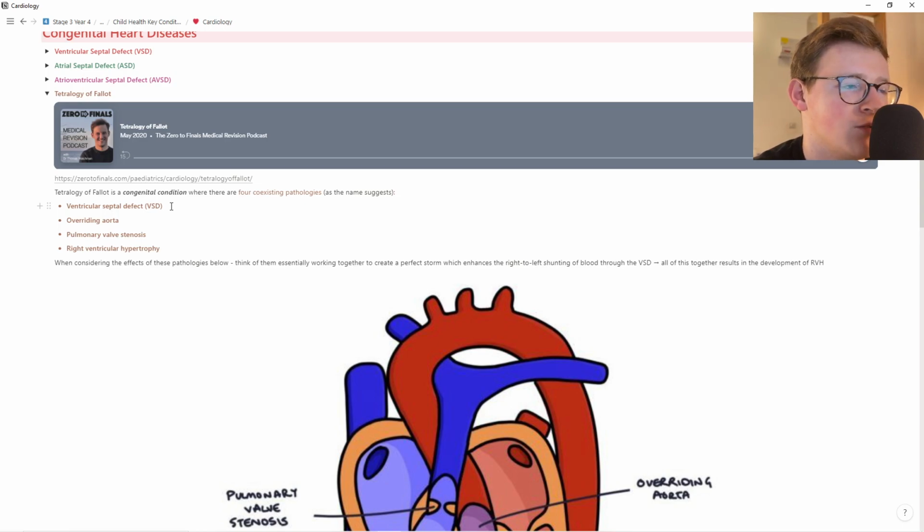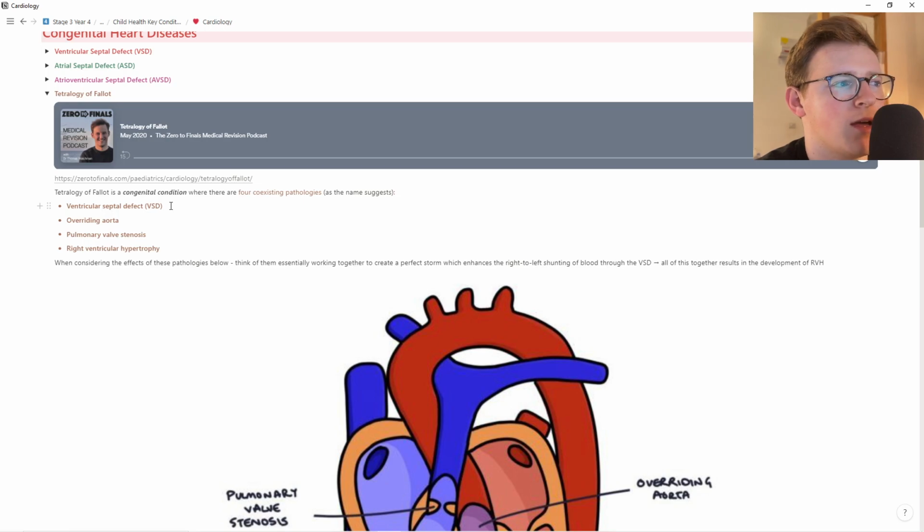One being ventricular septal defect, which maybe we'll touch on later. It's essentially a defect between the ventricles of the heart, so the wall between them won't develop properly. There will be a joining of the left and right ventricles, which can lead to all manner of issues. Usually it's just a left to right sided shunting of blood, which can eventually lead to right to left sided shunting.